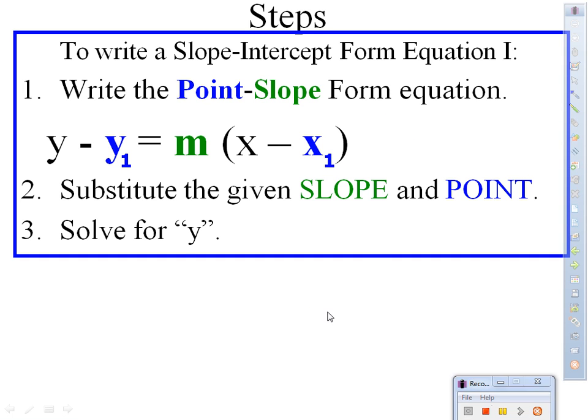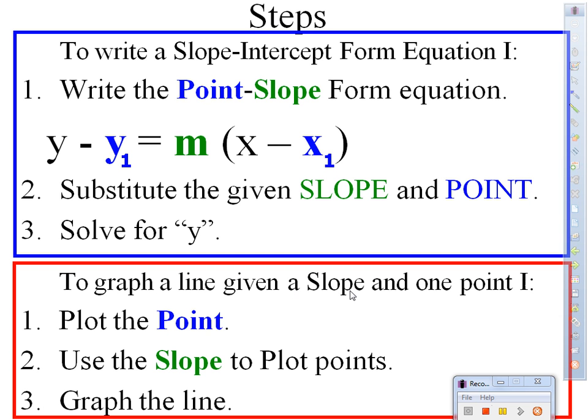Copy these. To graph a line given a slope and 1 point, number 1, plot the point. From there, I use the slope to plot points. And at the end, I graph the line. Very similar to what we did yesterday. Except yesterday, we plotted the y-intercept. Remember that? And then we used the slope. Today, I'm not giving you the y-intercept. I'm giving you 1 point. That's why the first step is to plot the point, use the slope to plot points, and at the end, you graph your line. Copy that?